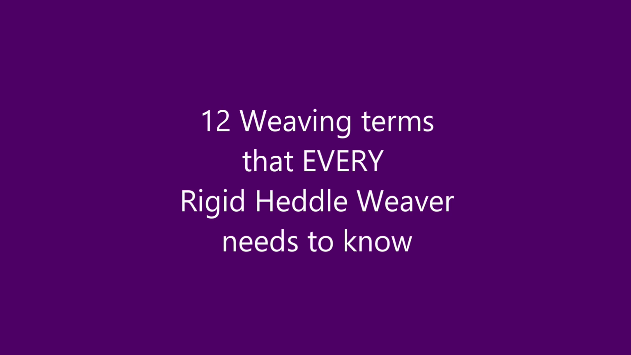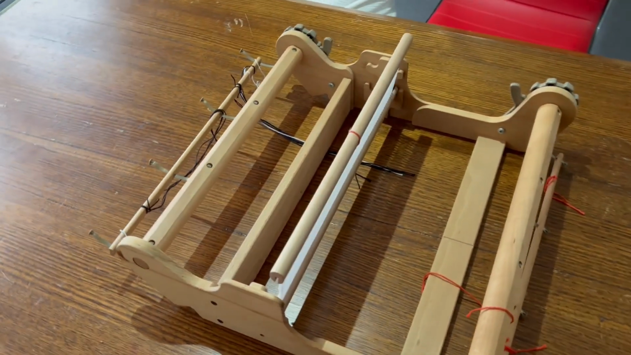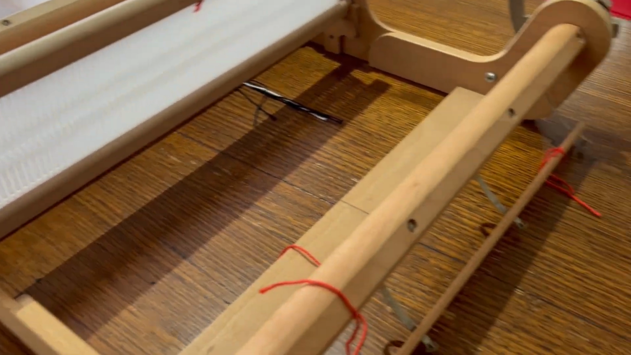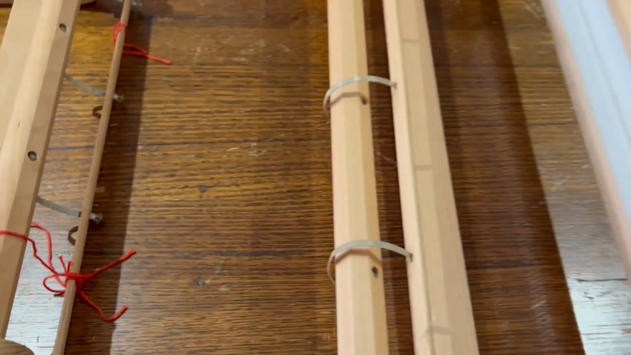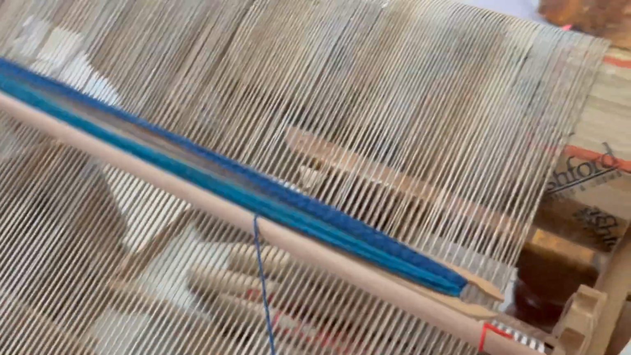I remember when I first started weaving, the feeling of being overwhelmed by all of these weaving terms, especially when you're reading patterns. It can become really overwhelming, so I thought I would do a quick video on the 12 most used weaving terms and what they mean. Also, at the end, just a little bonus on the hardware of a rigid heddle loom and the different names that things can be called. I hope you enjoy.